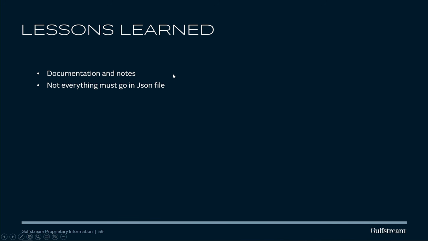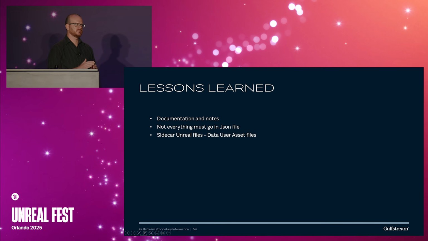Not everything has to go in the JSON file. I had a knee-jerk reaction to say, okay, everything was hard-coded, now everything should be data-driven. But that's not necessarily correct. Unreal makes these little sidecar files that you can create called data user asset files. You could put some of those variables within those files, and you can attach those to basically any type of asset that's in your project. So you could, for instance, have materials that are tied directly to thumbnails in the project. If I went back and did it again, I might try to use some of those techniques so the JSON files themselves didn't get quite so bloated.